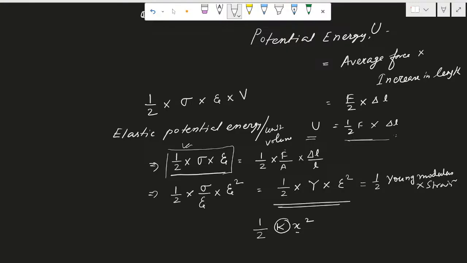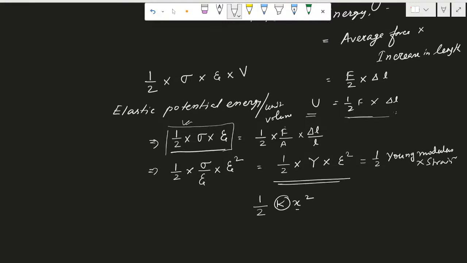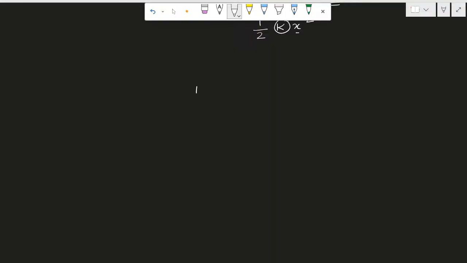Because see, when you are considering a volume, you can simply consider it in this way. If you write half into F into delta L, this is for unit volume. Now for the total volume, can I multiply by V? Yes or no?